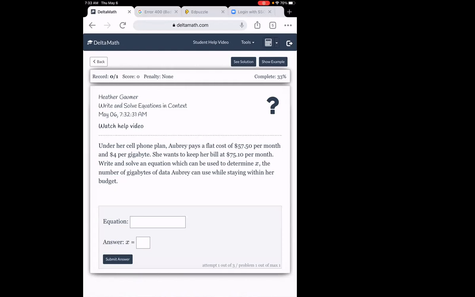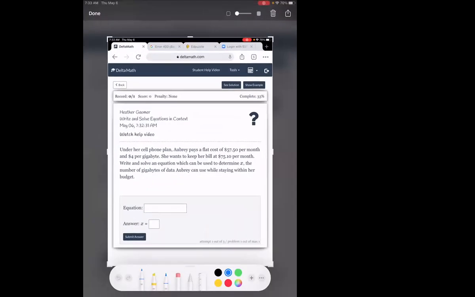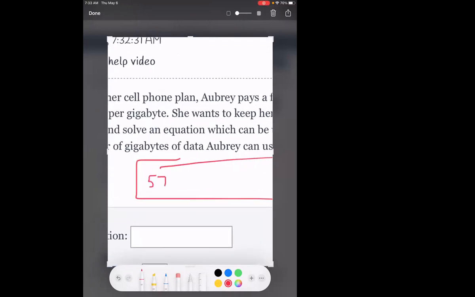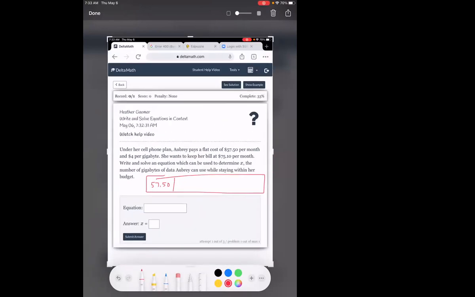So I'm going to take my screenshot of this and mark this up now. I'm going to say, okay, the flat fee. So think of this box. In a given month, $57.50, she has to pay no matter what. What we don't know about the rest of what she pays, we can call 4G. And we know that the total of all of this has to be $75.10. So that's the length of her entire bill.